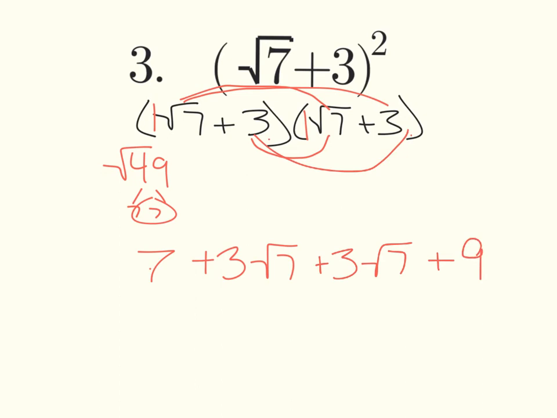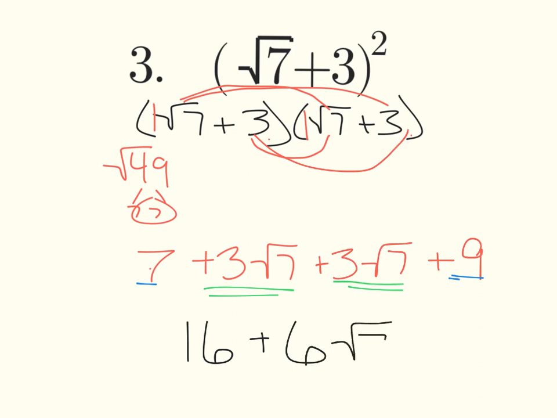We're going to do our like terms. We know 7 and 9 add together. And we know 3 square root of 7 plus 3 square root of 7 add together. We're going to add those together. 7 plus 9 is 16. Now again, adding your radicals. Remember, add what's in front. 3 plus 3 is 6. 6 square root of 7. Don't say 14 there. I don't change the square roots in an addition problem. And that's our final answer.